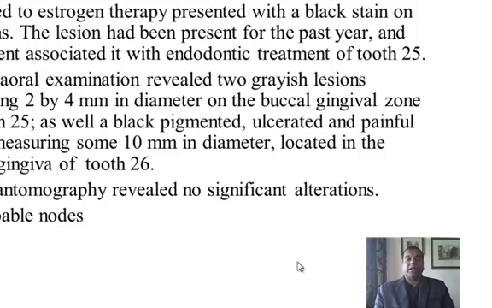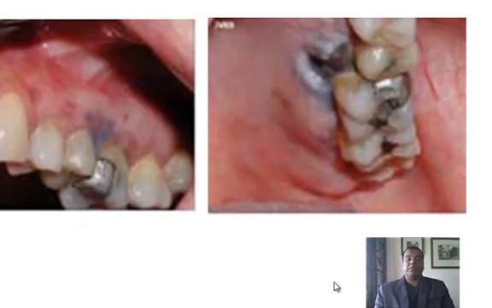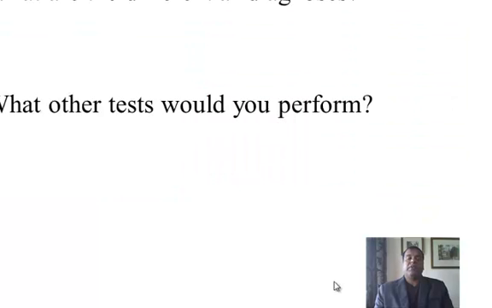Intraoral examination revealed two greyish lesions measuring 2 by 4 millimeters in diameter on the buccal gingival zone of tooth 2.5, as well as a black pigmented ulcerated painful lesion measuring some 10 millimeters in diameter located on the palatal gingiva of the tooth 2.6. And orthopantography did not reveal any significant bone alterations, and there were no palpable nodes. Again, the clinical picture. So what are the differential diagnoses and what other tests would you perform? Just take a moment to think for yourself on these two questions.